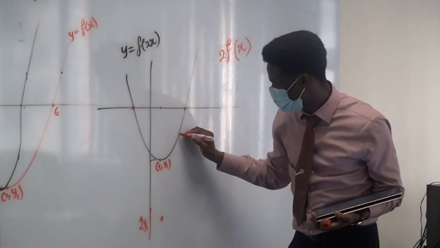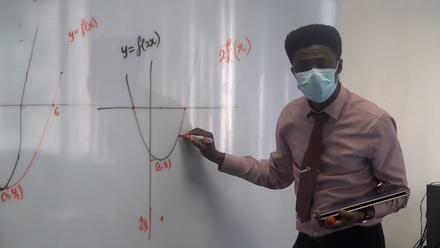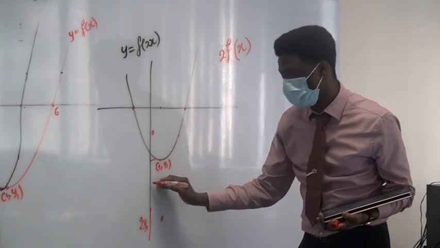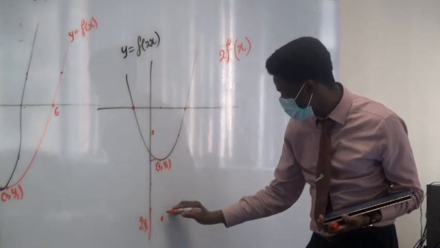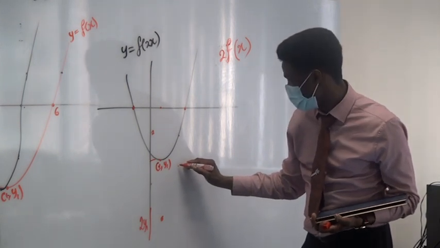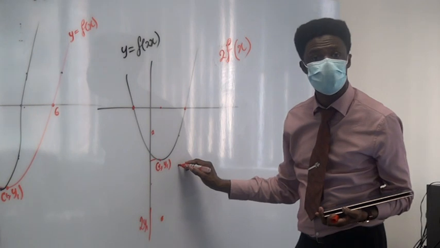For example, this point, if this point is y is equal to 2, double will be y is equal to 4, right? So my curve will pass through y is equal to 4. Okay? My curve will pass through y is equal to 4.